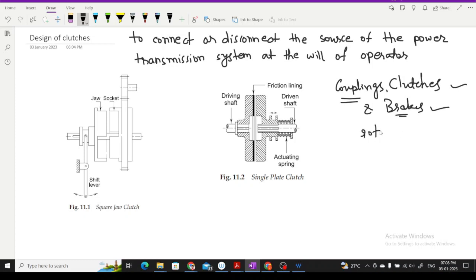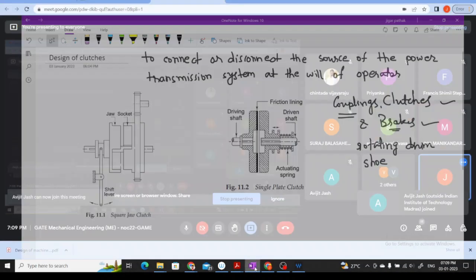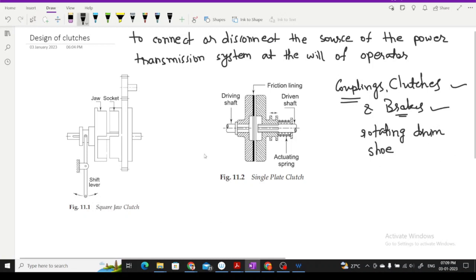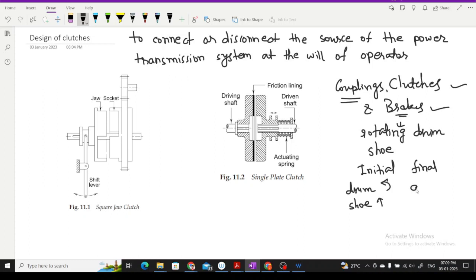As we already discussed brakes, the general construction is that you have a rotating drum, and in case of a shoe brake, you have a shoe or block. In this brake, initially the drum has rotary motion while the shoe is stationary. After application of the brake, in the final state, both the drum and the shoe are at a standstill.